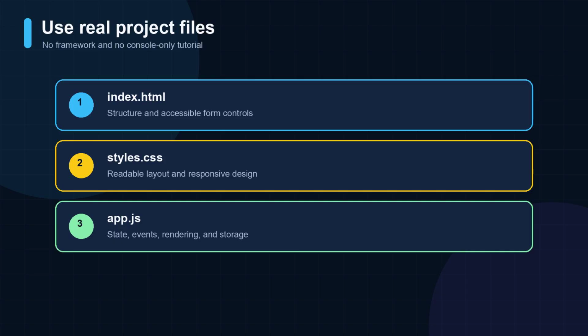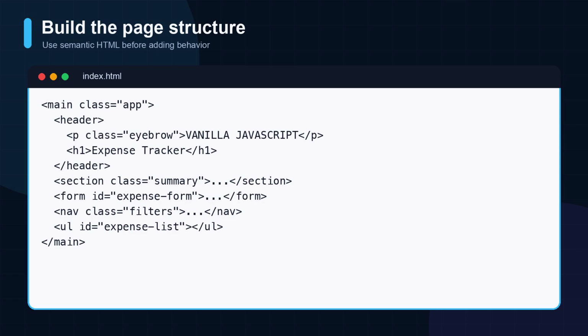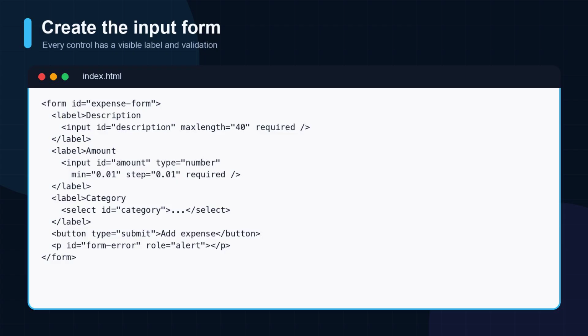Create a real project folder with index.html, styles.css, and app.js. The browser loads all three files together. Start with semantic HTML. A main element wraps the application. Inside it, we have a header, a summary, the form, filter buttons, and an empty list that JavaScript will populate. The form collects a description, amount, and category. Native input types and required attributes give us basic validation before JavaScript adds more specific rules.